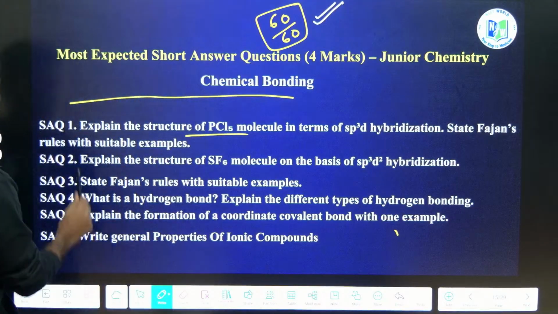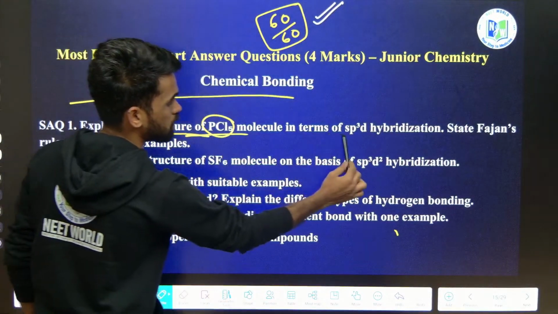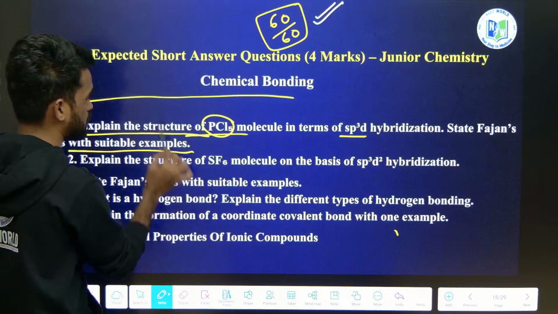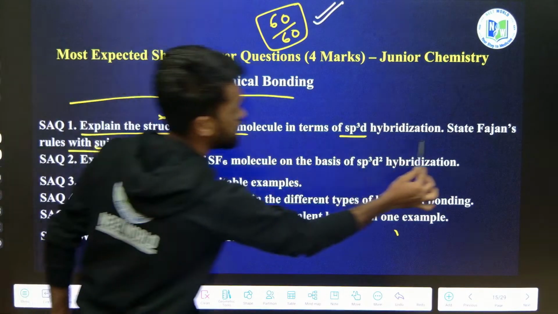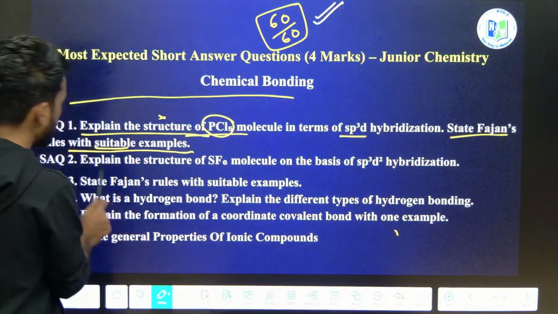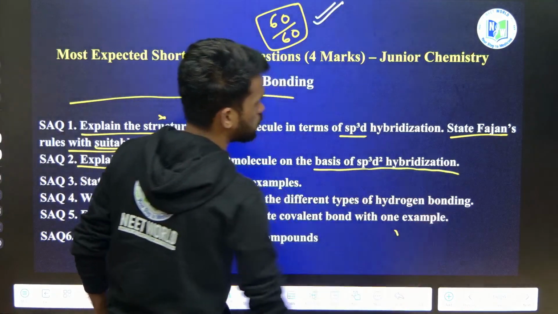See, what is the first question here? Explain the structure of PCl5 molecule in terms of sp3d hybridization. State Fajan's rules with suitable examples. This is one question. If you learn these Fajan's rules, definitely it will be helpful in your EAP set exam also. Next, explain the structure of SF6 molecule on the basis of sp3d2 hybridization.